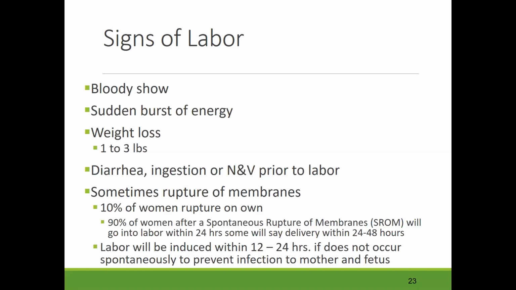That's not really ideal. But 90% of women after spontaneous rupture of membrane, that's what we call it when it ruptures on its own, that doc doesn't help at all. We call it SROM, spontaneous rupture of membrane. They'll go into labor within 24 hours. And some will even say delivery within 24 to 48 hours.